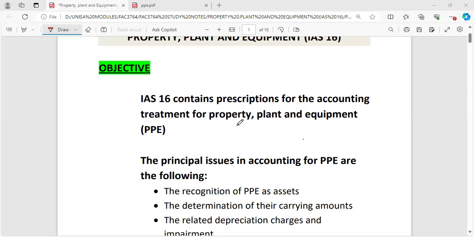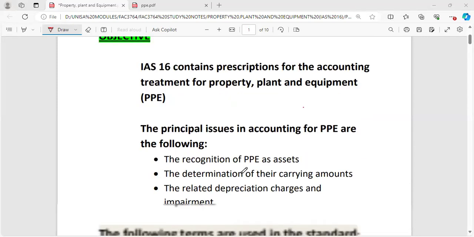Right, so what we are going to look at in International Accounting Standard 16 is the treatment of property, plant, and equipment. What we will be doing is to be able to do the recognition of PPE assets. And so when we recognize PPE assets, it means we need to calculate the value of the PPE asset. In another way, that's the cost of PPE.